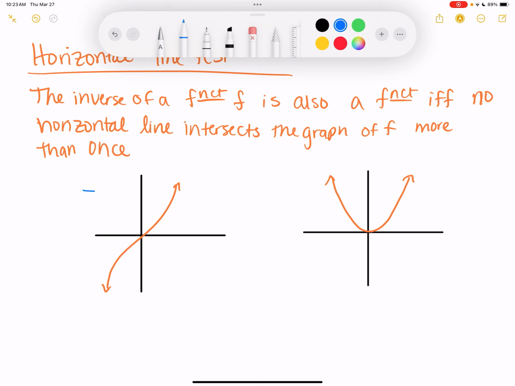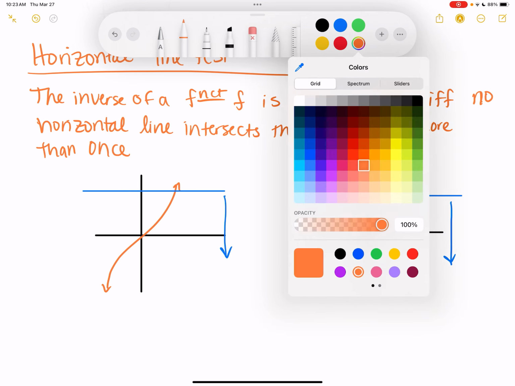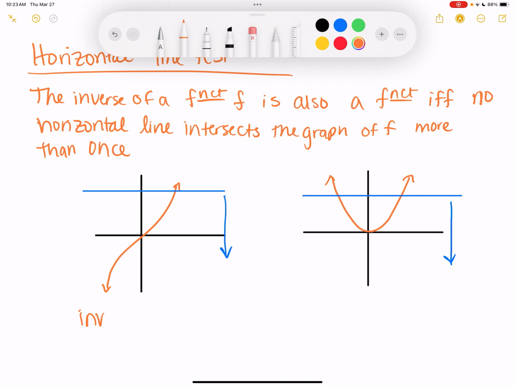All right, so the horizontal line test would be this going downward, checking it only intersects once. Horizontal line test here, going down, it's intersecting more than once. So in this one, the inverse is a function. In this one, the inverse is not a function.